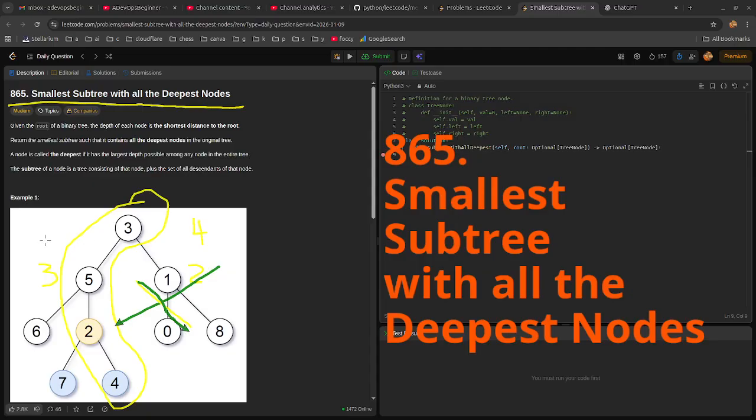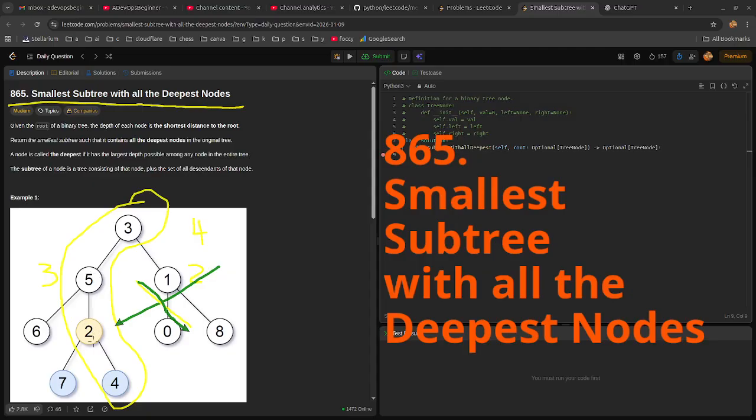And both node 3 and node 5 include all the deepest nodes, and we want to find out the smallest one, which is going to be node number 5. So we can get rid of the root node and the right child. We keep going recursively. Same thing for node 5.